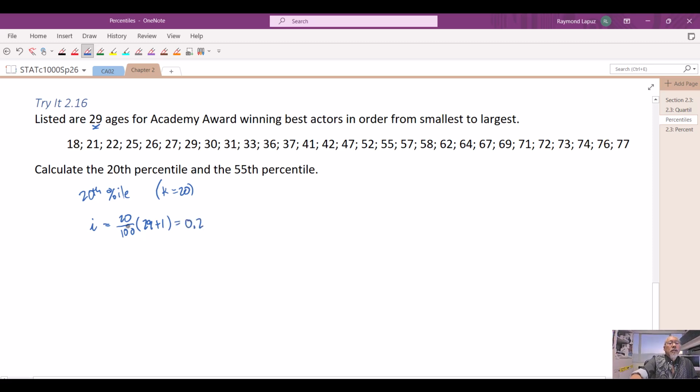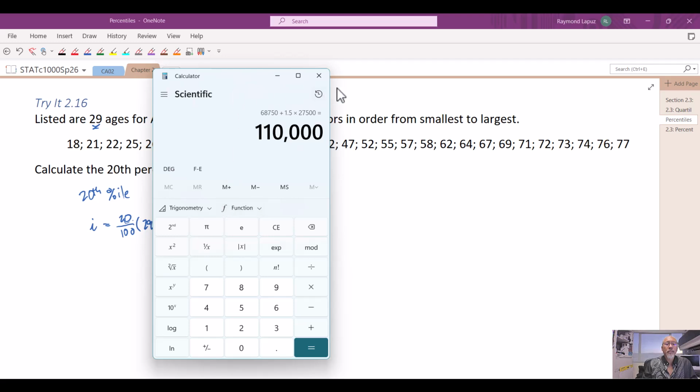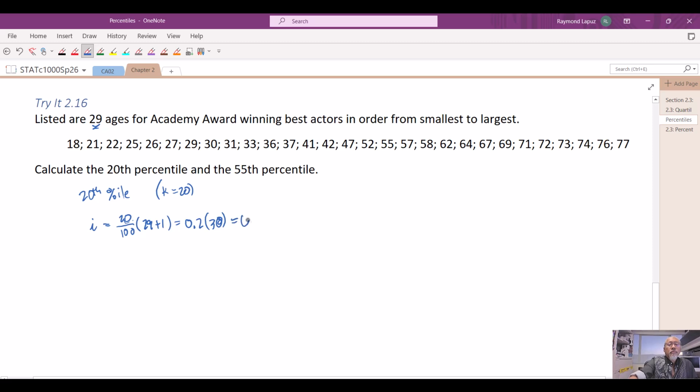This should be 0.2. When you're dividing by 100, you're moving the decimal place 2 units to the left. So that's 0.2 times 30. I think we could do that in our heads, but I'll punch it in the calculator anyway. We get 6, a whole number. So we count 1, 2, 3, 4, 5, 6. This is the 6th spot.